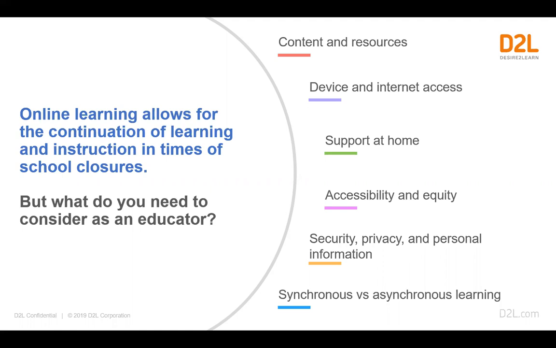D2L has a platform that has responsive design and can be accessed on any device that has internet capabilities. So maybe if they have an old cell phone that doesn't have the newest apps or software, they can still access Brightspace from their phone. Again, when we're talking about communities, it's important to look at where you can get some free devices. Maybe there are some hotspots or even free internet that you can provide to those students that are in most need. Support at home.